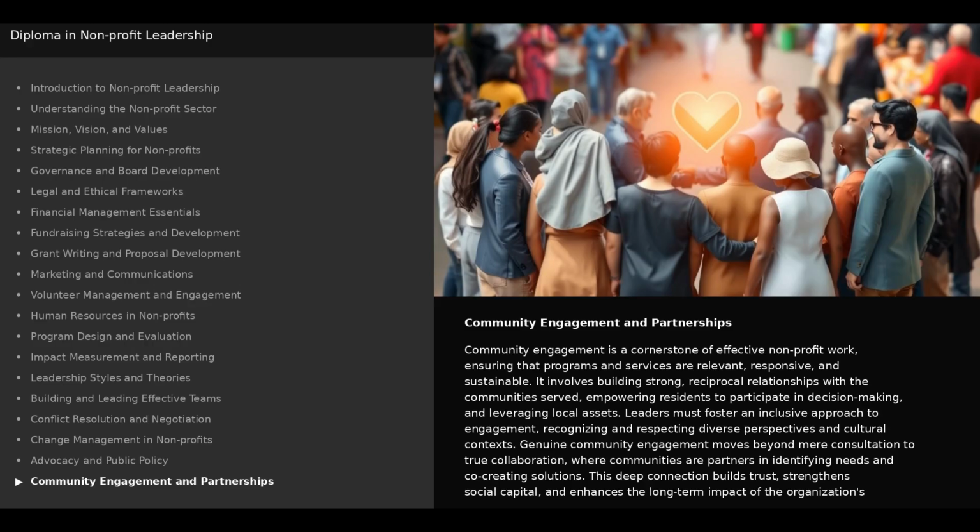Genuine community engagement moves beyond mere consultation to true collaboration, where communities are partners in identifying needs and co-creating solutions. This deep connection builds trust, strengthens social capital, and enhances the long-term impact of the organization's efforts. It is about working with, not just for, the community.